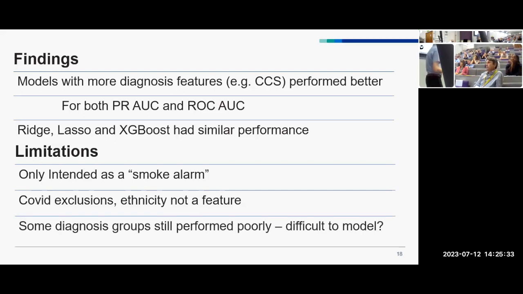And likewise, despite the fact that I saw some pretty big leaps up in performance compared to the original SHMI, some diagnostic groups still perform poorly. For example, HIV, others as well. Maybe they're just hard conditions. It's just hard to model a relationship between hospital attendance and mortality.